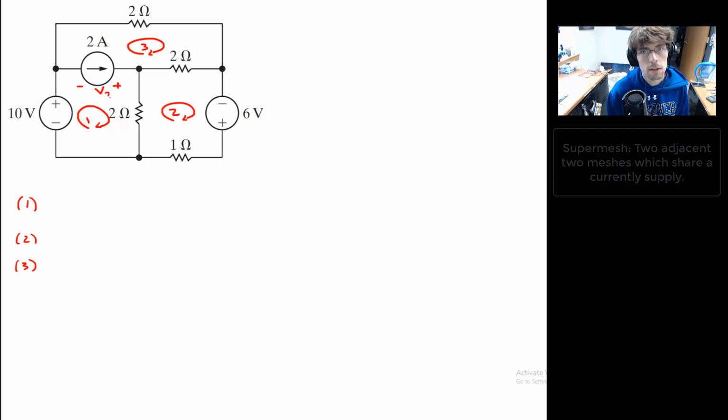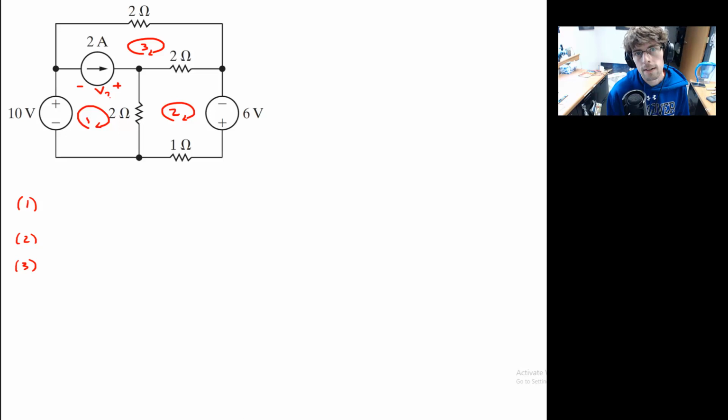Got it? Good. Okay, so let's go through. Starting with mesh 1, I have a 10-volt jump. And then I have another jump due to V question mark. Then I have a drop across the 2 ohm resistor, so I1 minus I2. And I'm back to my starting spot.